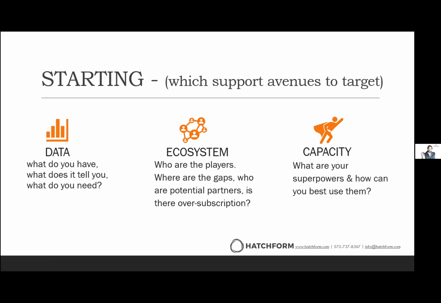And so just starting out, we want to look at data. What data do you have already? What's already been collected, either by your own organization, by the city, county, COG, regional economic development, any organization that's in the data collection business and submitting reports? What do you have available to you at your fingertips? And then taking a look at it and saying, what does it tell you?